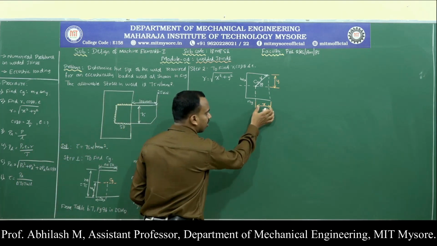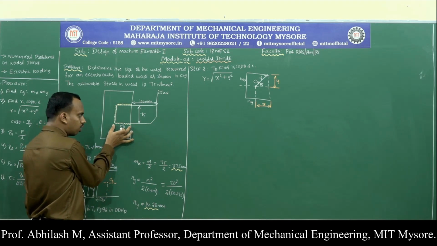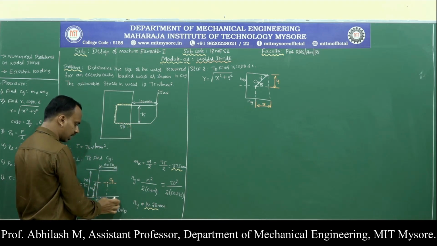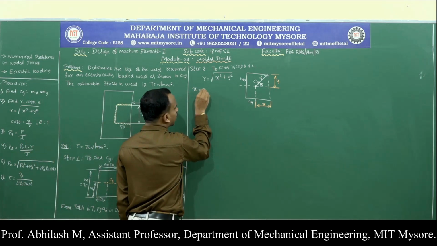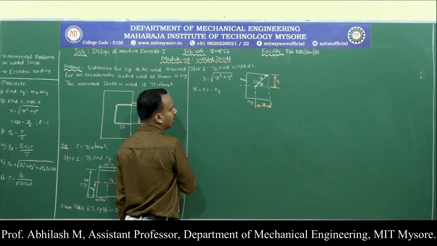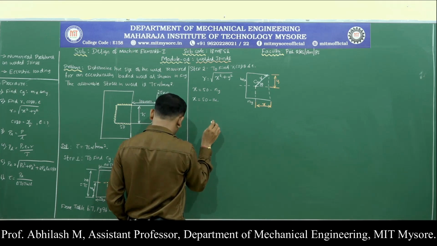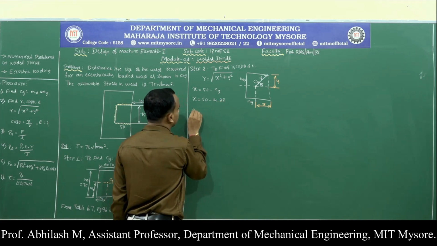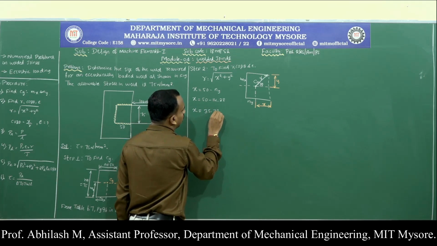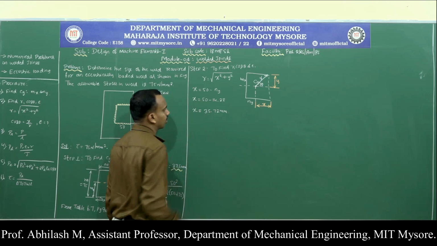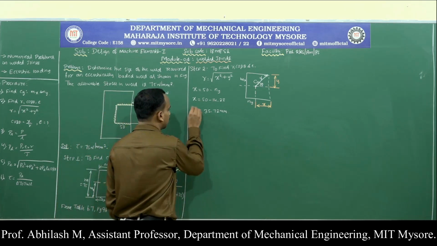So what is the value of x now? The total distance we know is 50, out of which we know the Ny value also. So the remaining portion itself is the x value. So x will be equal to 50 minus Ny. So the x value is 50 minus 14.28, so it will be equal to 35.72 millimeter. So this is the x value.